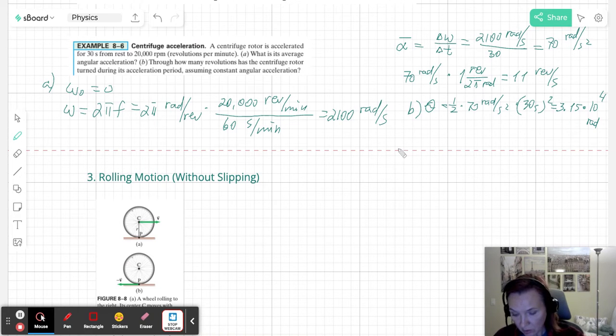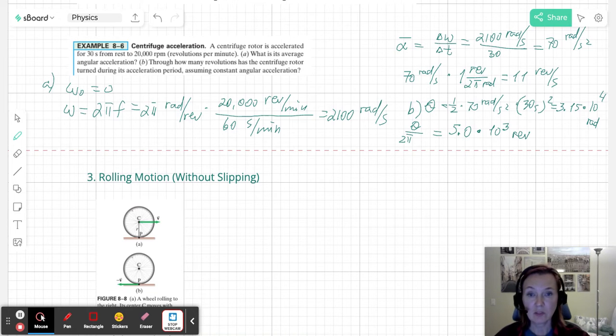That is an intermediate result. To get our final result, because the question is through how many revolutions the centrifuge rotor turned during the acceleration period, we found the angle. So the final thing is we have to take our angle and divide it by 2 pi radians per revolution. Once we plug in the numbers, we are going to get approximately 5.0 times 10 to the power 3 revolutions. Now the units are right, and that is our answer.